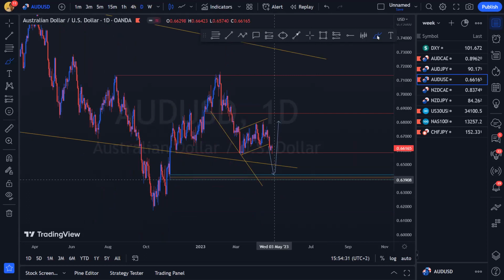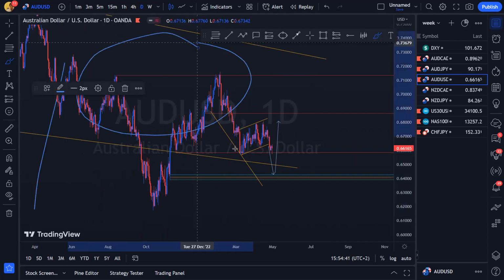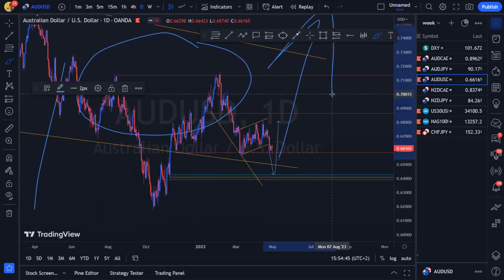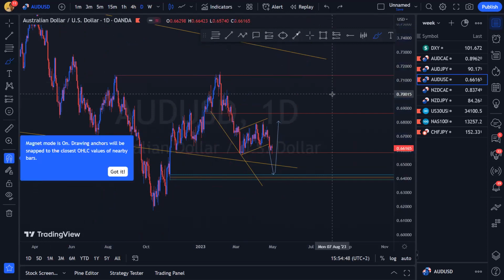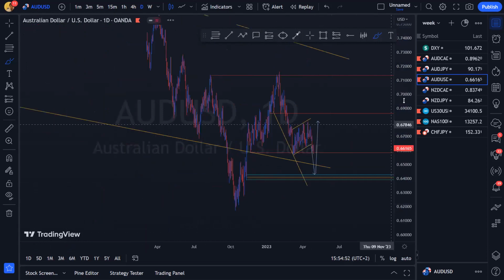So AU structure, higher time frame, looks very much like AUDCAD in a sense that on the higher time frame we've got some momentum to the upside. This is our overall corrective structure. And then we're waiting for that next momentum to hopefully break this higher time frame corrective structure.